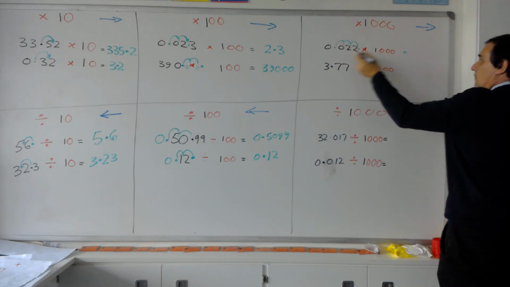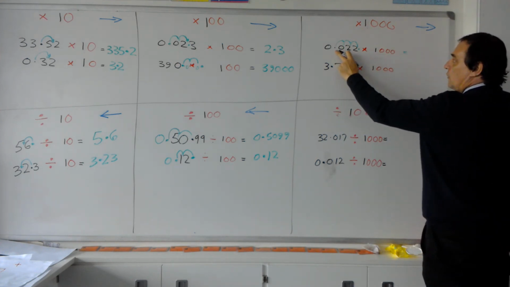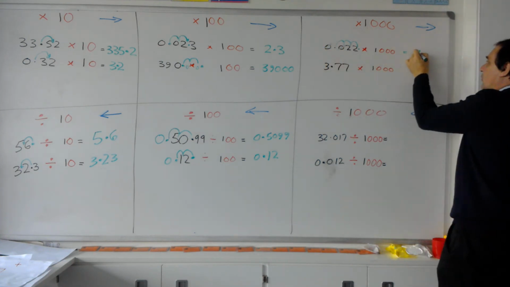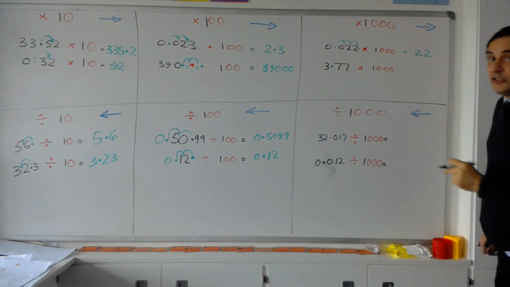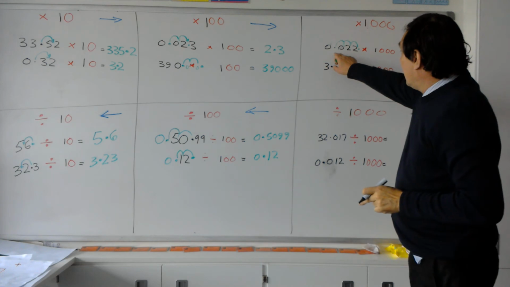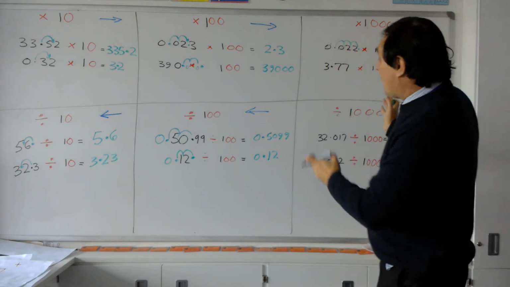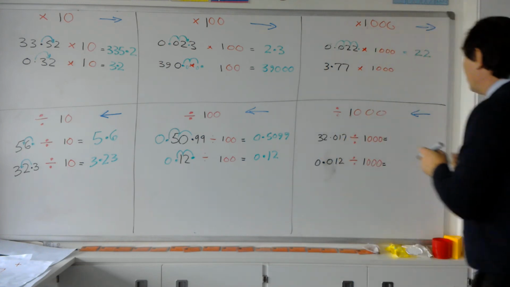Now, these noughts, as we're on the correct side of this point, you can get rid of them in your answer and just write the number 22. So if you see something like that, where you've just got a decimal point at the end of your answer, you don't have to worry about all the noughts before. You've got rid of them.